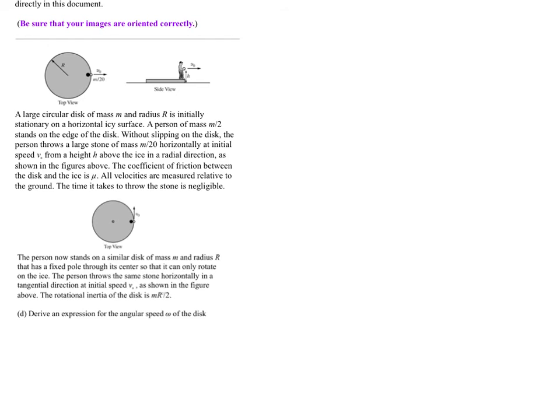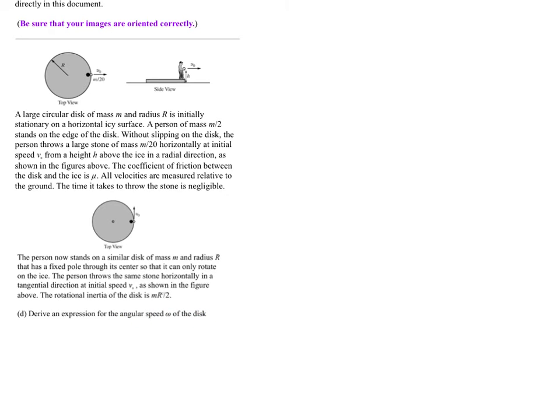All right, part D. The person now stands on a similar disk of mass m and radius r that has a fixed pole through its center, so it can only rotate on the ice, not slide. The person throws the same stone horizontally in a tangential direction at speed v0 as shown in the figure above. The rotational inertia of the disk is given as mr squared over 2. Part D says, derive an expression for the angular speed omega of the disk.